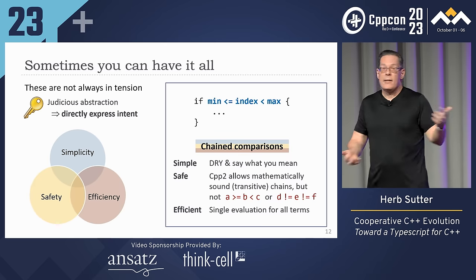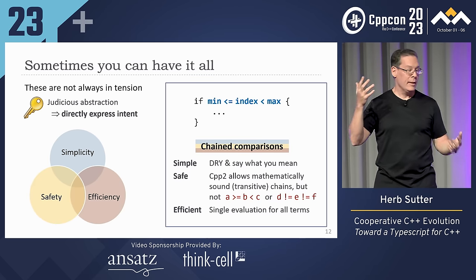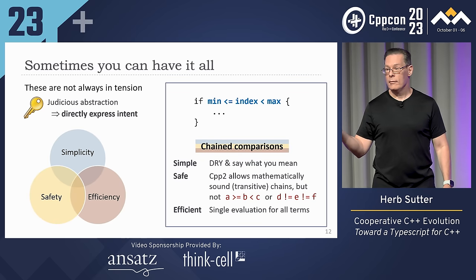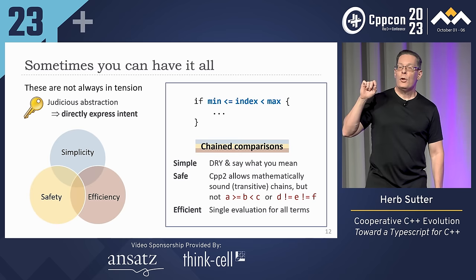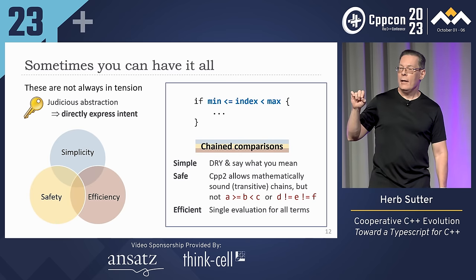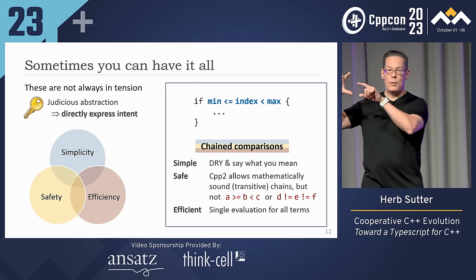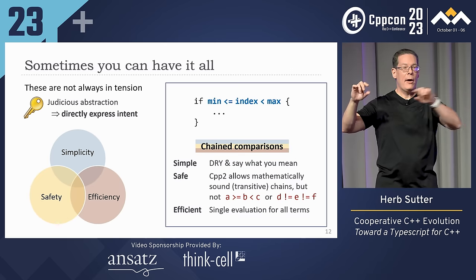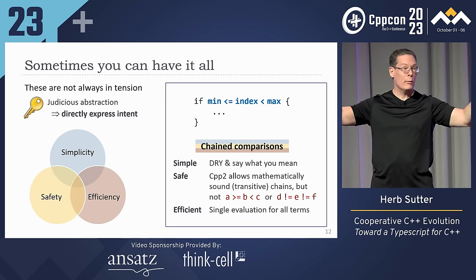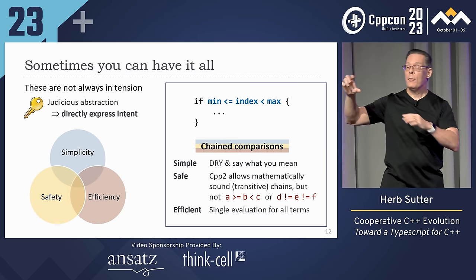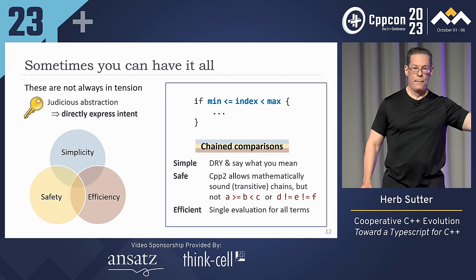First, it's simple. A bounds check is if min is less than or equal to index is less than max, right? I didn't have to say index twice. It's safe because you can only write the mathematically correct and sound transitive chains. So any chain of less than or equal, you can reason about, if they're all true, you can reason about the endpoints. The relationship between the endpoints is less than or equal to also. Same thing with chains of greater or equal, same with chains of double equal.